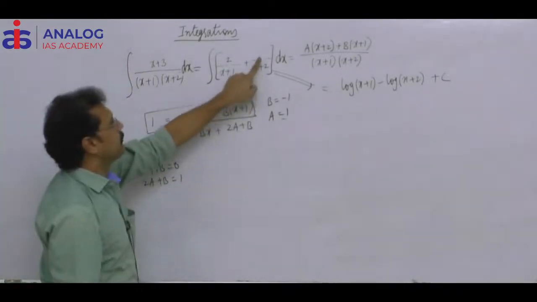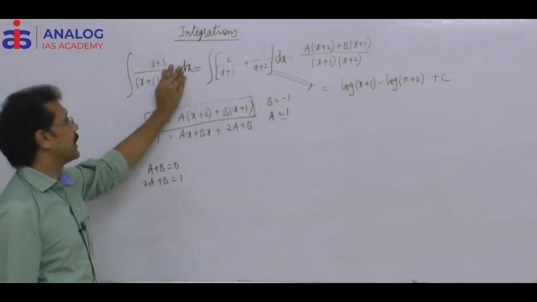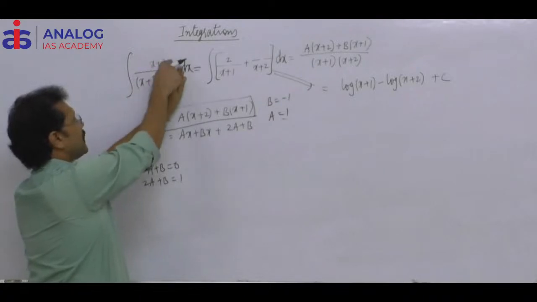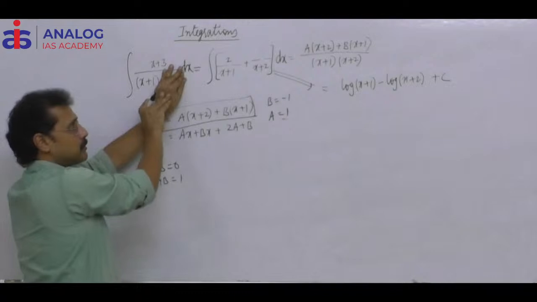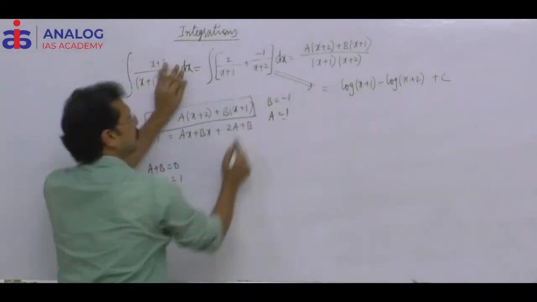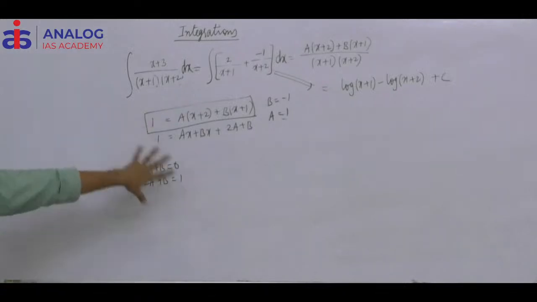Numerator of x plus 2. So close x plus 2, substitute x equal to minus 2. Minus 2 plus 3 is plus 1, divided by minus 2 plus 1, which is minus 1. Therefore minus 1. That's it. Close. Done. So these kinds of shortcut techniques you should always know.